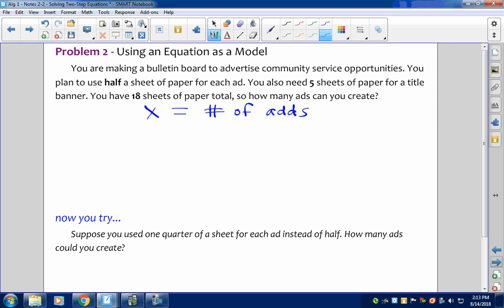See, this is one I think some of you could probably solve just by thinking about it. Like the word problems from the other day, a lot of you could. But we're going to write an equation to solve this. We have 18 sheets of paper total. The equation comes from this part right here: half of a sheet of paper for each ad. And here, you need 5 sheets of paper for the banner. So you're going to give up 5 pieces of paper, completely lose them just for the banner.